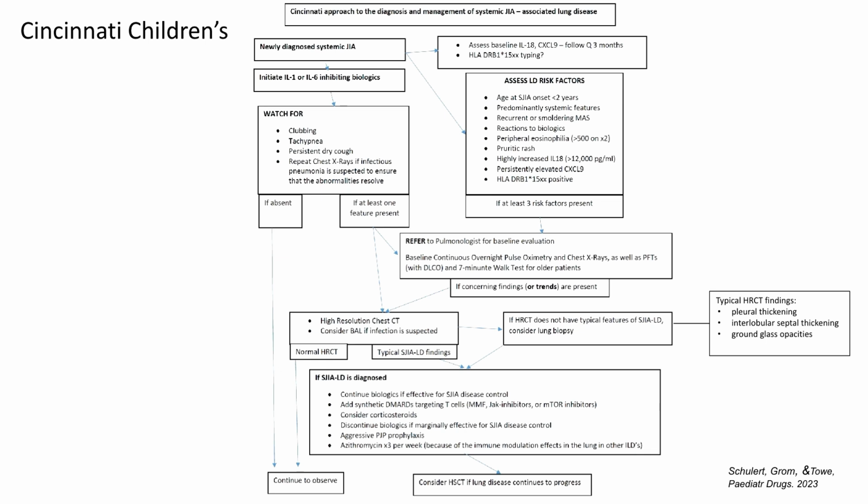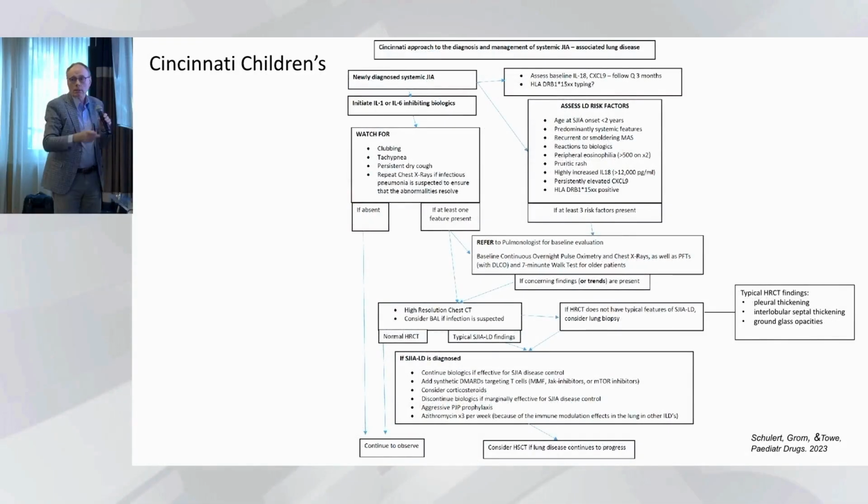But from the very beginning, we look for the presence of various risk factors in our new patients. First of all, we look at the age of onset. Most of these kids with lung disease present with the first signs of the disease before their second birthday. Most of them have predominantly systemic features, very little arthritis, if any. As we discussed before, the vast majority of them have recurrent or smoldering macrophage activation syndrome. Certainly, if we observe an anaphylactoid reaction to Actemra in particular, we are worried.